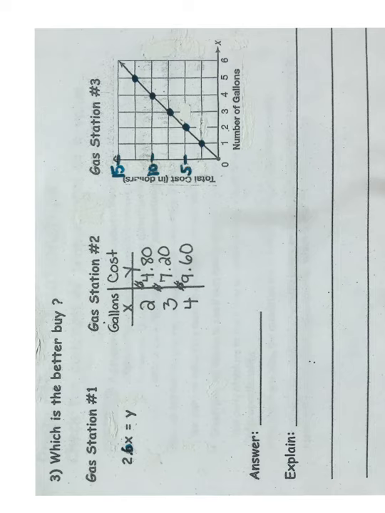Let's take a look at a better buy problem. We're going to compare gas station 1, gas station 2, and gas station 3. We're going to see which station has the best price for gasoline. We've been given the information in three different forms. We've been given an equation, a table of values, and, of course, a graph.